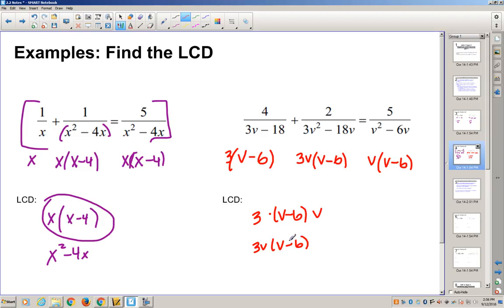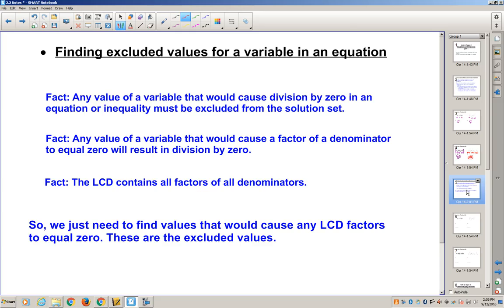And once again, I would probably leave it just like that. And just like we said over here, every single fraction in this equation is going to get multiplied by this LCD, and that's going to be the easiest way to clear the fractions. So that's the first thing. The second thing is we need to talk about any excluded values for the variable in the equation.